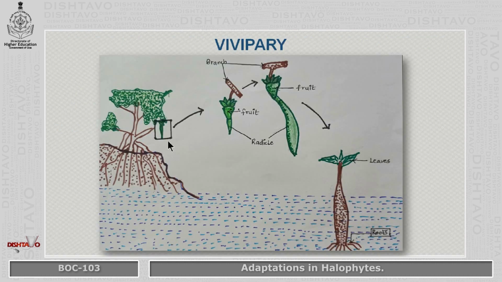Vivipary is a special kind of seed germination wherein the seeds germinate while attached to the parent plant itself. It elongates and forms a radicle. The radicle swells and becomes heavy and afterwards it gets detached from the parent plant. When it gets detached, it floats over water and ultimately it sinks down into the shore. It sinks in such a way that the leaves or the cotyledons and the plumule are erect upwards and above the sea level.